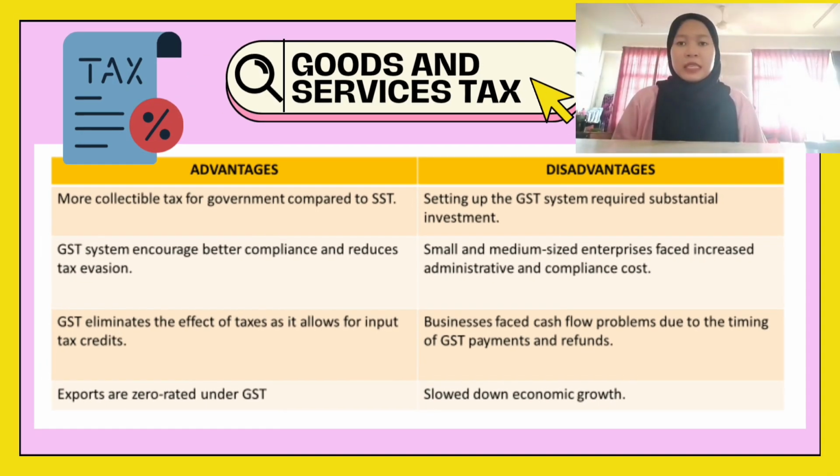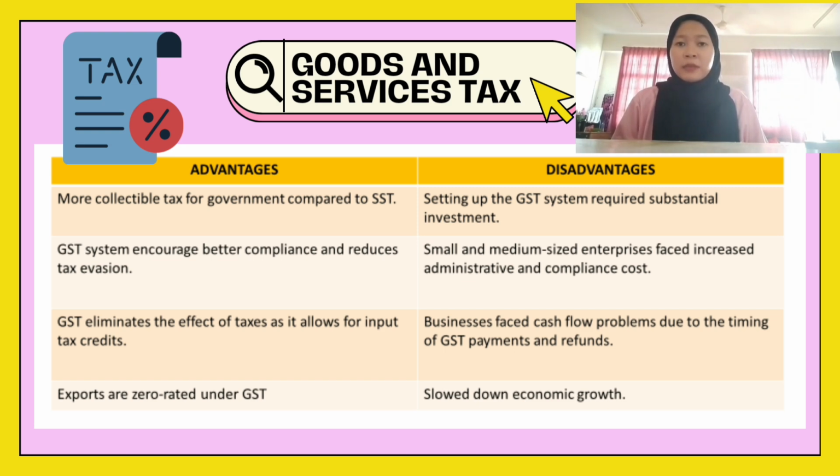First advantage of GST is more collectible tax for government compared to SST because of its more comprehensive and multi-stage tax system. Second is GST system encourages better compliance and reduces tax evasion due to its self-policing nature, where businesses along the supply chain have incentive to keep proper records.